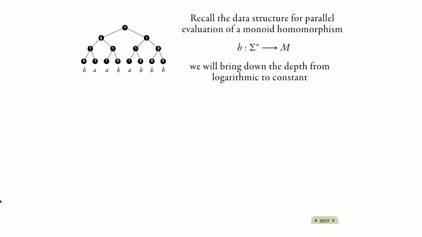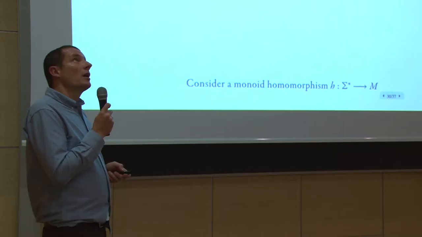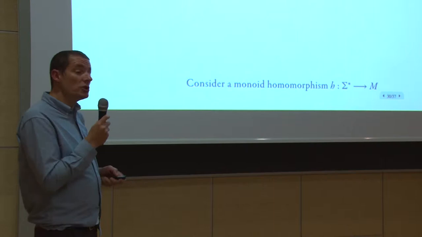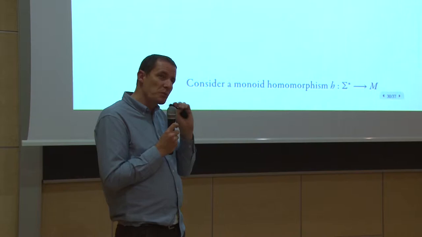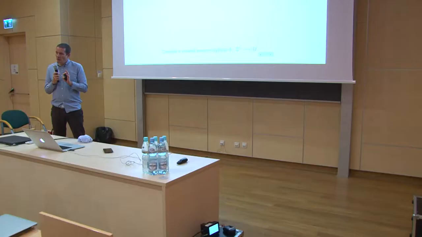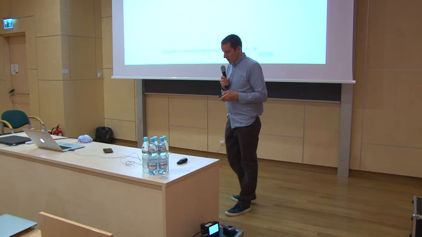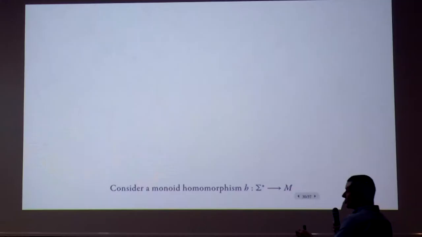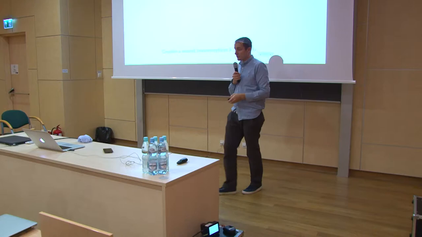First order logic is AC zero. It's a good question how this applies beyond first order logic. I don't think there's any connection between the two results, between the data structure that I will describe and AC0. This is going to work for arbitrary monoids, in particular beyond first order.